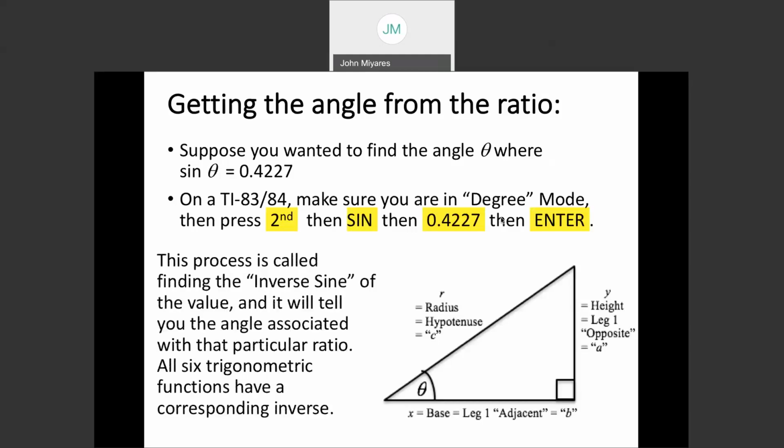This process is called finding the inverse sine of the value, and it will tell you the angle associated with that particular ratio. All 6 trig functions have a corresponding inverse. Why don't we switch over to the calculator again and take a look at how we might do that?